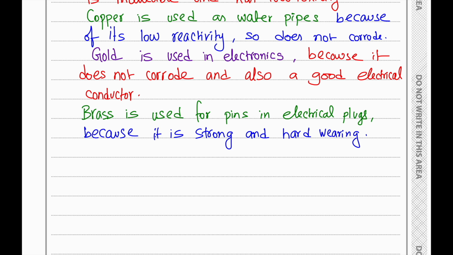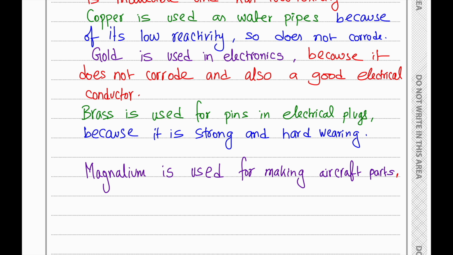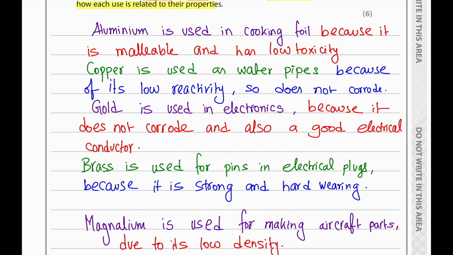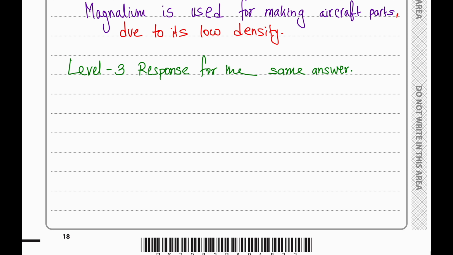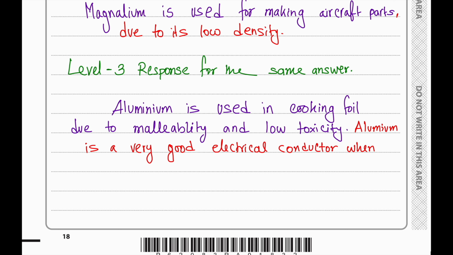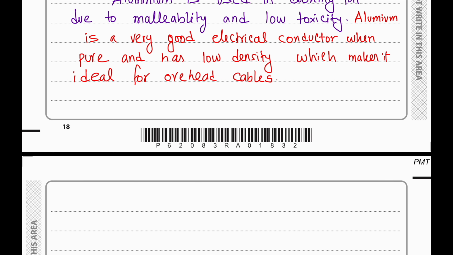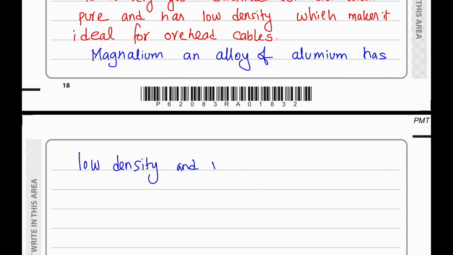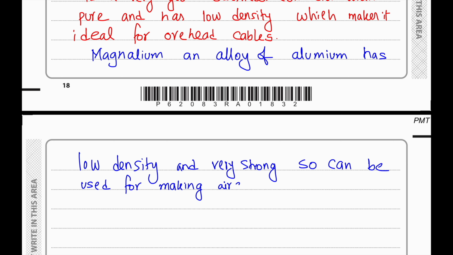However, to get a level 3 response for the same answer, we can write the answer in a different manner. So let's see how to write the answer in a level 3 response. At first we will start with aluminium. Aluminium is used in cooking foil due to its malleability and low toxicity. Aluminium is also a very good electrical conductor when pure and has a low density, which makes it ideal for overhead cables. Magnesium, an alloy of aluminium, has low density and is very strong, so can be used for making aircraft body parts.